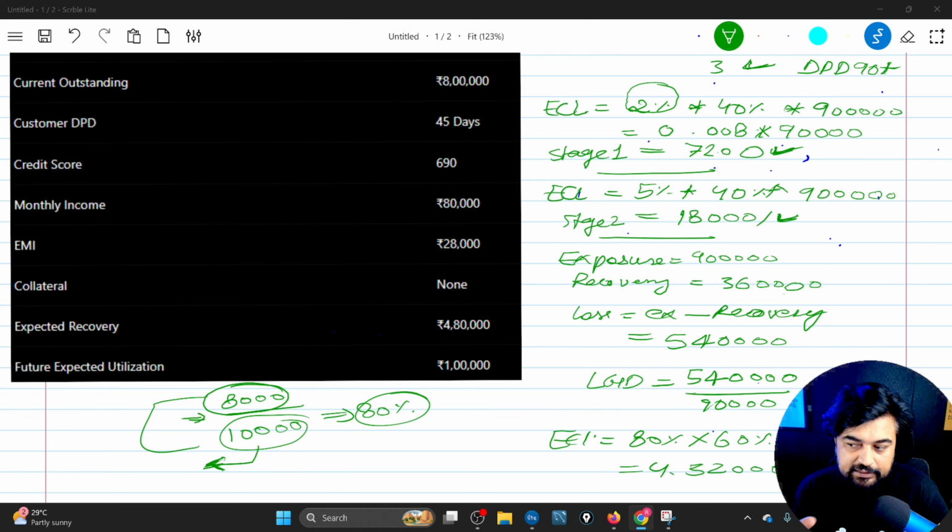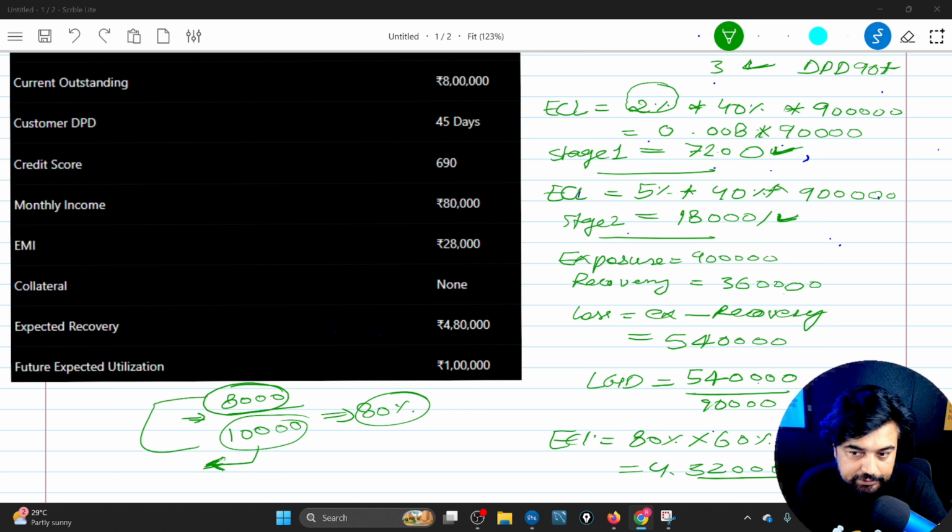Now you can understand that the value has significantly changed across all these stages. Stage 1, stage 2, stage 3: ECL was 7,200 for stage 1, then stage 2 it was 18,000. For a customer who has come to stage 3, the ECL has increased significantly to 4,32,000 as an estimated credit loss, not the real loss, estimated. Again, it is important for all of you to understand that this is an estimated value.